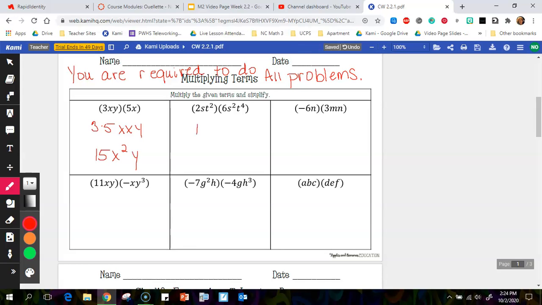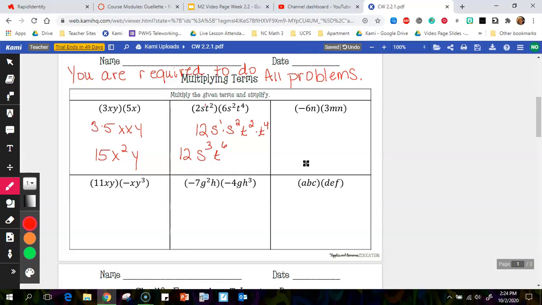2 times 6 is 12. And then s to the first times s squared, and t to the second times t to the fourth power. So what you do is you add together the exponents if you're multiplying terms that are variables with exponents. So this is going to be 12s to the 1 plus 2, which is 3, and then t to the 6. So you add the 2 and the 4 together.